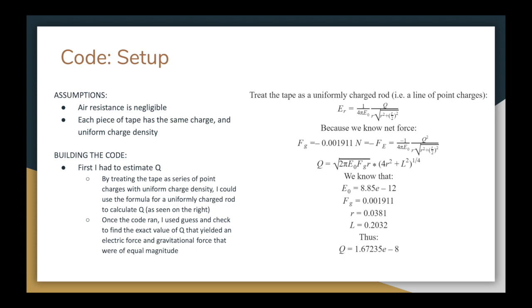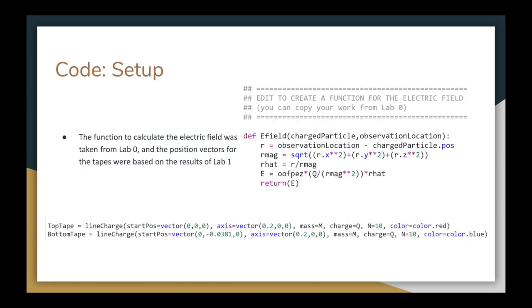Once the code ran, I used guess and check to get the exact value of Q that yielded an electric and gravitational force that were of equal magnitude. Next, we needed a function to calculate electric force. This code was taken from Lab 0. Then, we needed to edit the position vectors for the tapes. This data was taken from the experimental results of Lab 1.